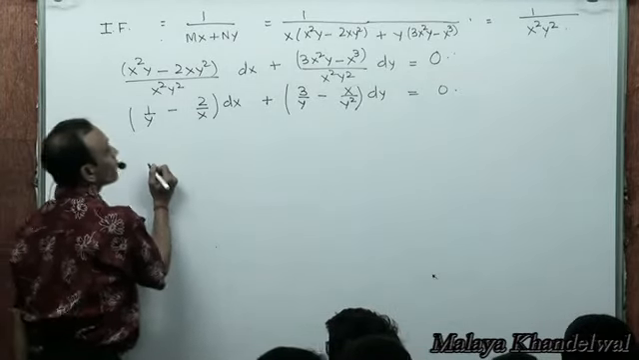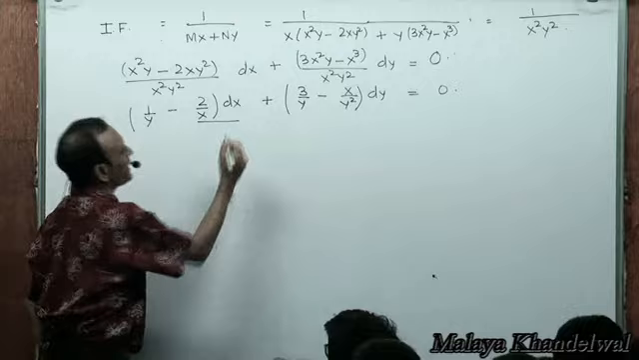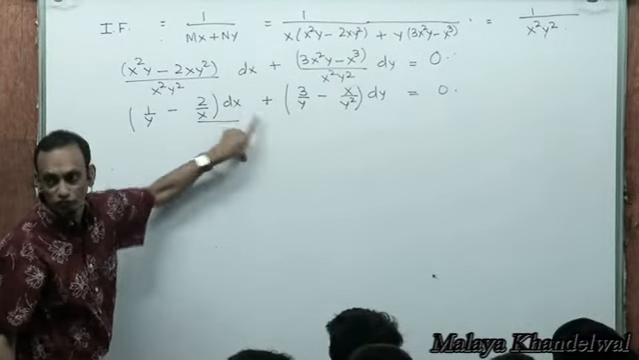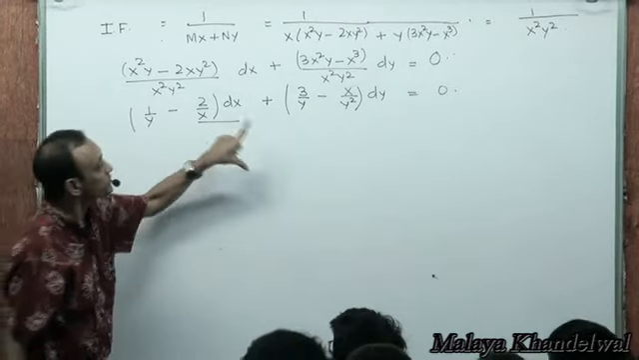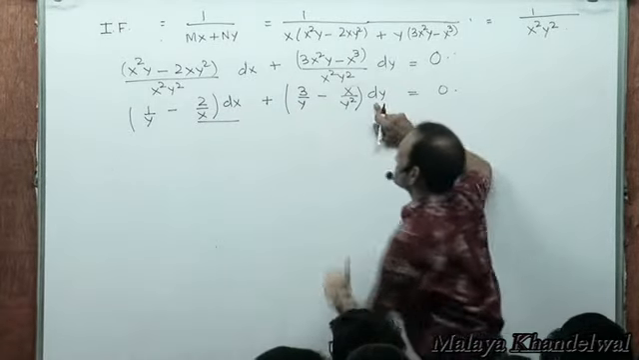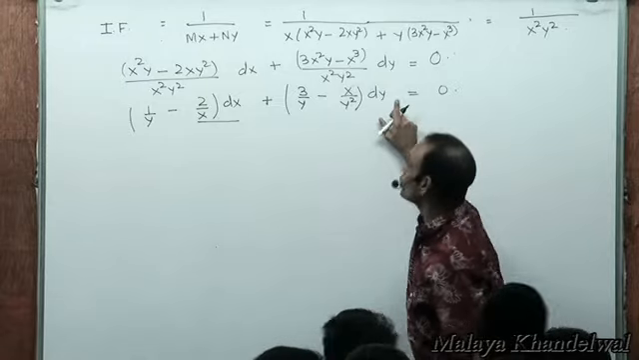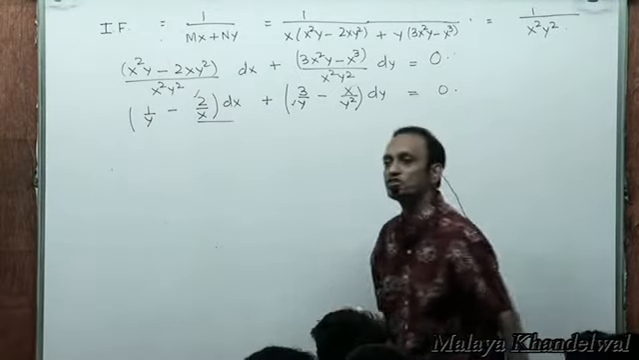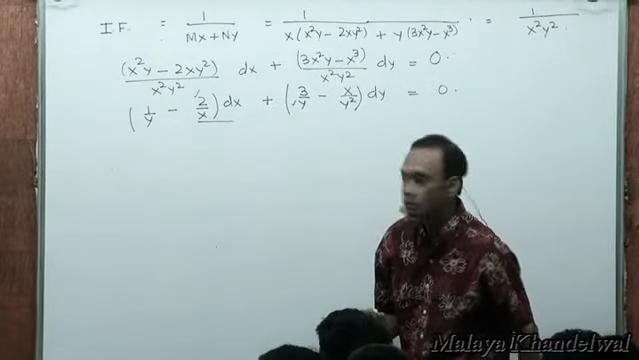Now, as far as 2 by x dx is concerned, not an issue. This is 2 d of log x. 3 by y dy is concerned, not an issue. This would be 3 d of log y. Right? So this is all right. These are trouble-free terms. Right?